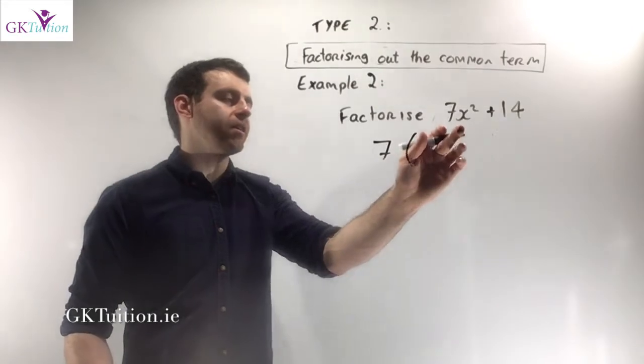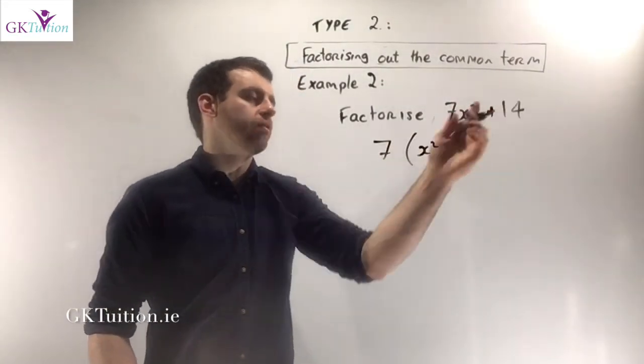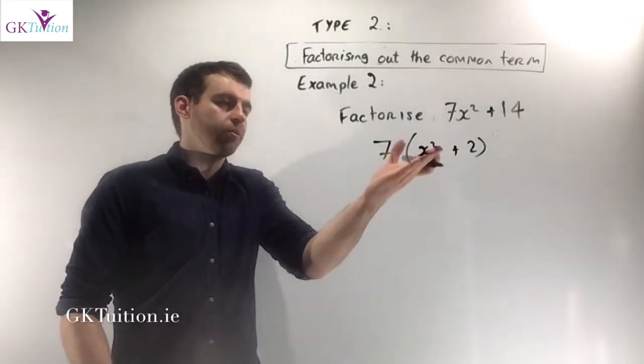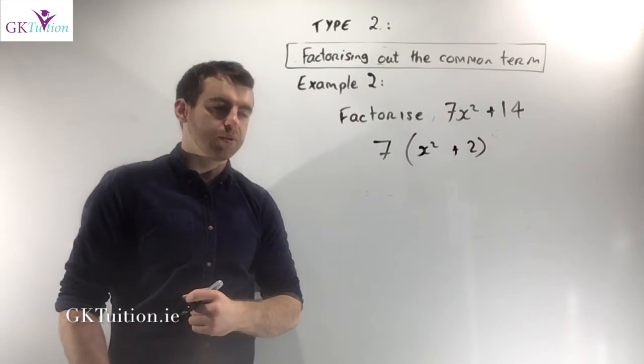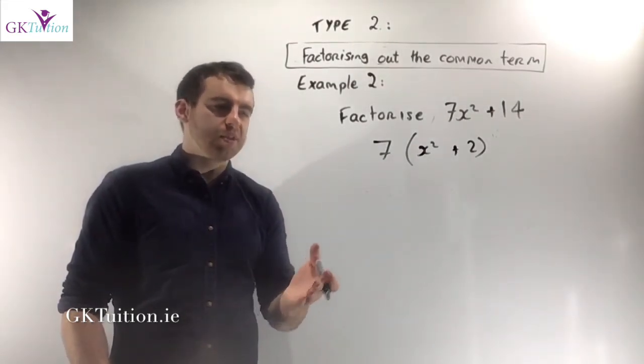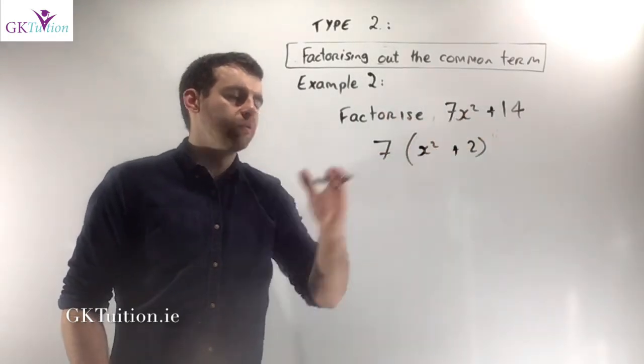7 into 7x squared will go x squared times. 7 into 14 will go twice. So that's all you can do with something like that. All you can do is factorise out what's common. Remember that if we multiply this out, we should end up back where we started. 7 by x squared is 7x squared. 7 by 2 gives me 14.